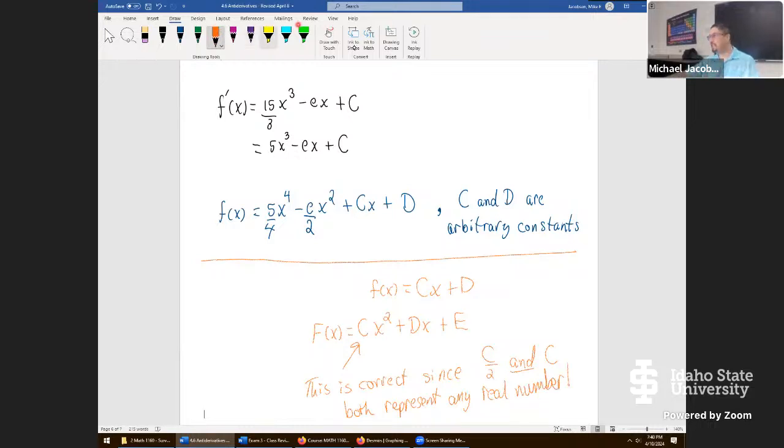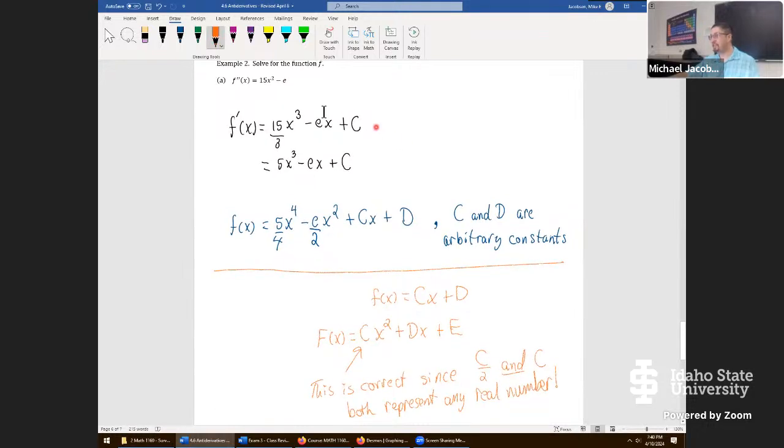So that's, again, some weird things that happen mathematically once you're dealing with solving differential equations by finding antiderivatives. So that deserves explanation. But any questions, folks, with solving that differential equation there?